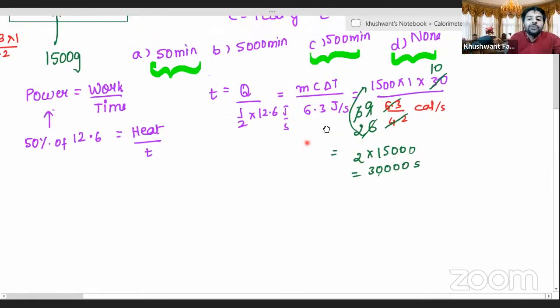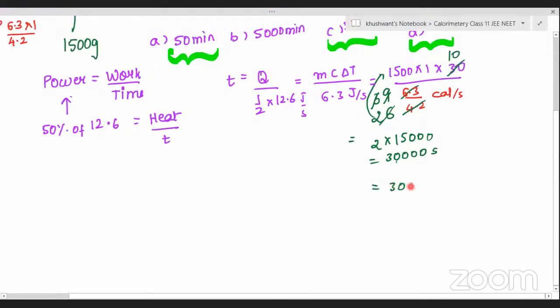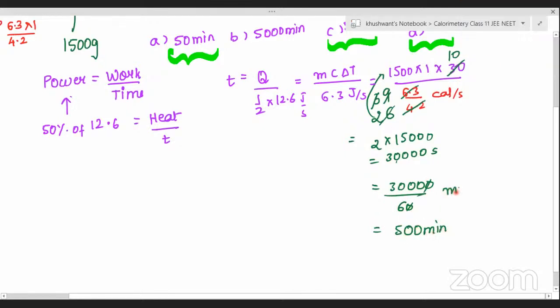How do I do that? Divided by 60 or multiplied by 60? Divided by 60, sir. So 30,000 divided by 60, right? So this is, I think, 6 5s are 30, right? So 500 minutes should be the correct answer. Am I correct? Have a look. Yes, sir. 500 minutes is the right answer.